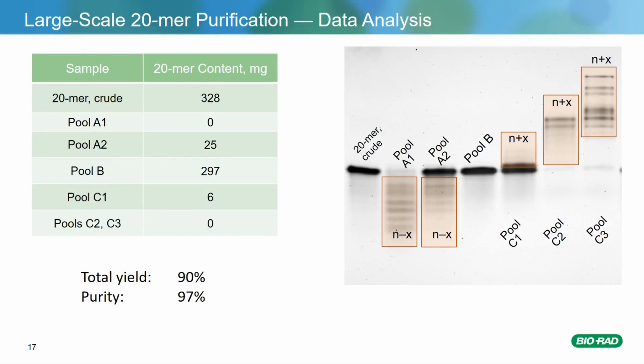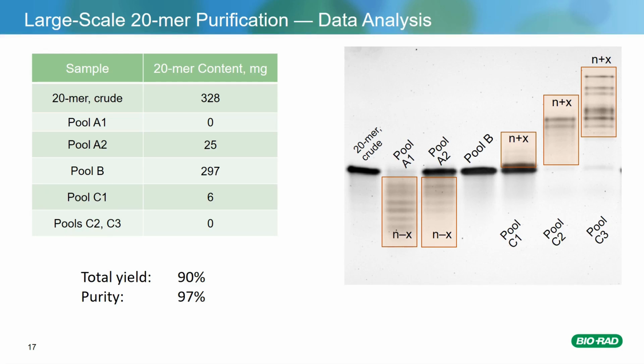Here shows the data analysis for that large-scale purification. On the right, you can see the SDS page runs with our pools A1, A2, B, C1, C2, and C3. And as you can see, A1 has just the N-X. Pool A2 has some of the target, which is the 20 mer, and N-X. Pool B appears to be pretty clearly just 20 mer. And then C1, C2, and C3, you can see the N+X's increasing as the fraction goes further out.